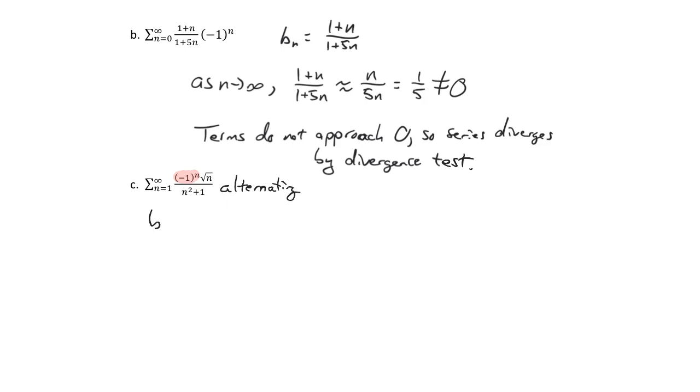And so I'm going to let b sub n be the terms without that -1 to the nth. So it's radical n over n squared plus 1. These terms are all positive. And so I want to know, do the terms go to 0? Well, the denominator has a power of n squared. The numerator only has the square root. n squared overpowers the square root of n. So this approaches 0.